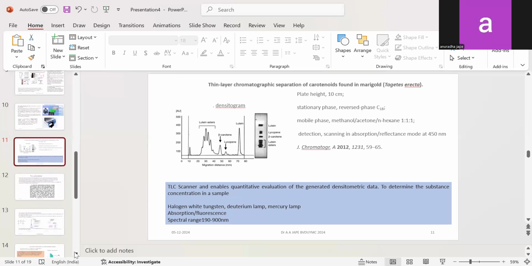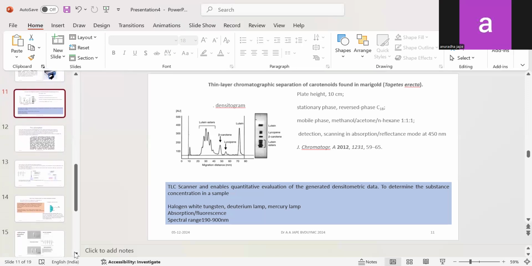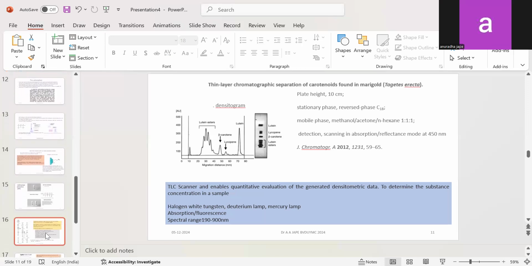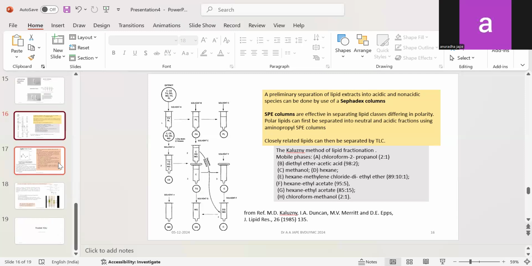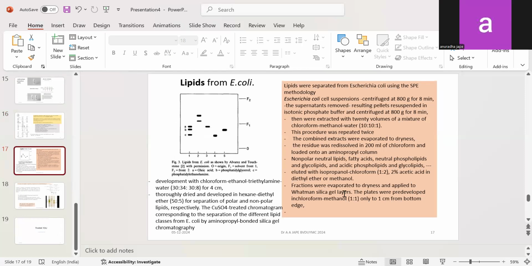Now next comes the example wherein we are talking about separation of lipids from some biological systems, say E. coli cells. For E. coli lipid separation using TLC, here you are seeing the system wherein the development system is chloroform, ethanol, and triethylamine with water in the ratio of 3 is to 3.4 is to 3 is to 0.8, right? The polar and non-polar lipids are separated on this TLC plate, and the plate is developed using CuSO4 so that you get the chromatogram, and different lipids give you colored spots like this.